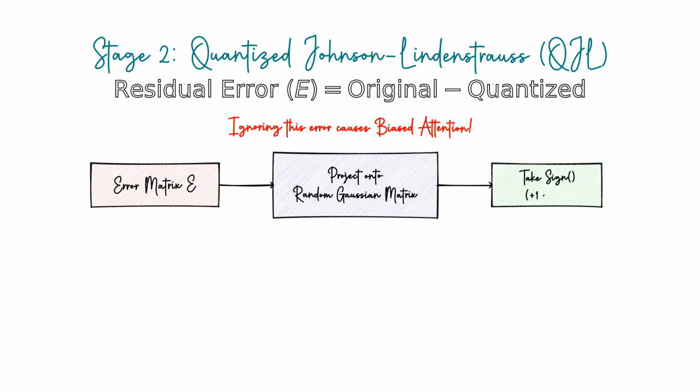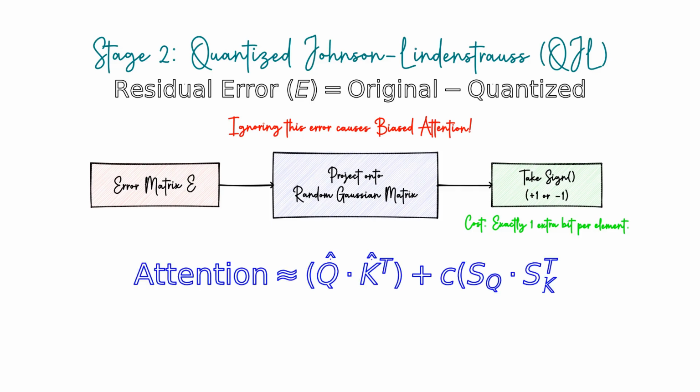Instead of throwing the residual error away, we project it onto a random Gaussian matrix, and then we take only the sign of the result, a simple +1 or -1. This costs exactly 1 extra bit per element. When calculating the attention score, we compute the dot product of our 3-bit compressed vectors, and we add the dot product of our 1-bit QJL signs. Through the magic of the Johnson-Lindenstrauss lemma, the sign bits perfectly estimate the angle between the residual errors. This totally eliminates the mathematical bias. The attention scores match the original 16-bit model perfectly.